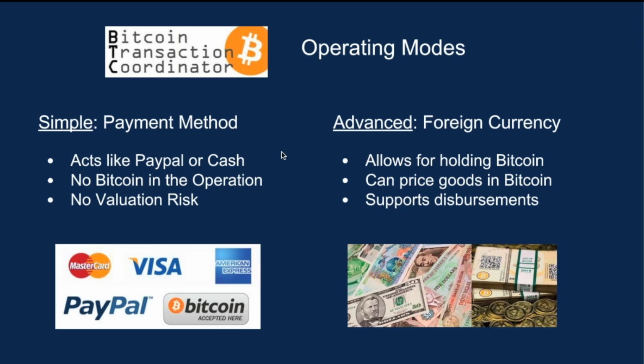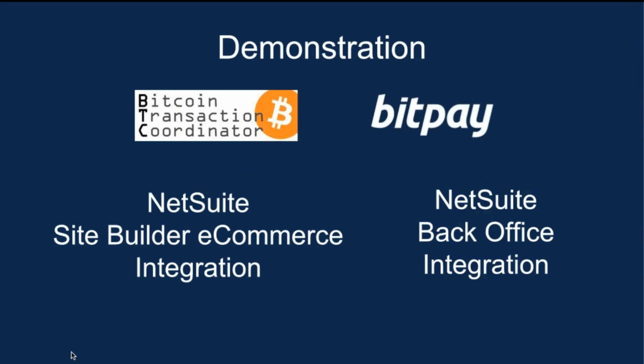There is also another operating mode, which is much more advanced, where Bitcoin acts as a foreign currency. This is valuable for merchants that decide they actually want to hold Bitcoin, and they may then want to price goods and services in Bitcoin. Once you have Bitcoin, you may want to be in a disbursement cycle where you pay folks. Most of my conversations with prospective users are concerned with valuation risk, so they want to use it as a simple payment method. But we'll go through the demonstration of each one so you can understand the differences.